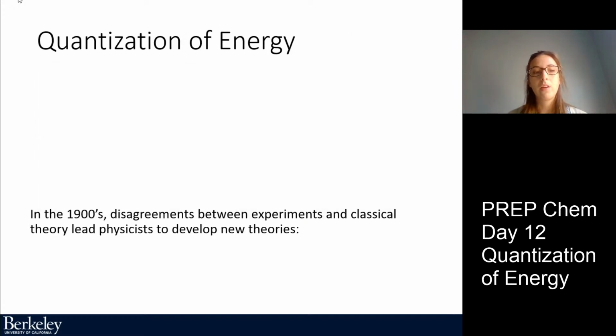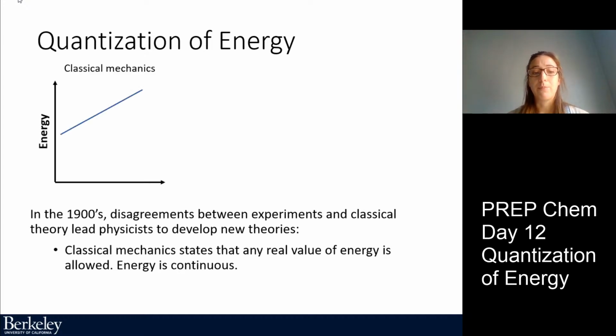Okay. So today we wanted to introduce the concept of quantization of energy. Back in the 1900s, disagreements between experiments and some of the classical physics theory led physicists to develop new theories. Previously, classical mechanics had the idea that all energy was continuous, so any real value of energy is allowed. If we plotted the function of energy, you would get a line or some continuous function, so every single value is allowed because this is a continuous function.